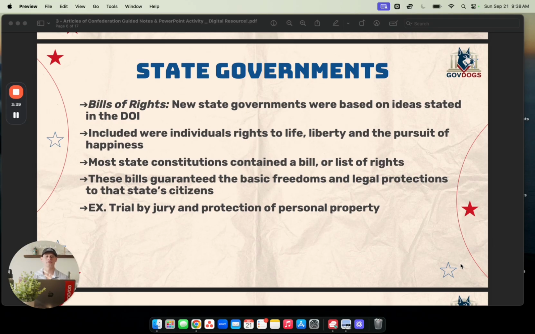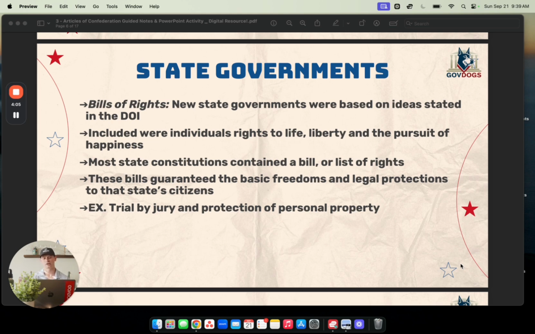Many new governments in terms of the state also had a Bill of Rights. Included were individuals' rights to life, liberty, and the pursuit of happiness. So this is one of the Enlightenment ideas that John Locke focuses on. Most state constitutions obviously contain a Bill of Rights, and the purpose of any Bill of Rights, or in Florida's case, we have a Declaration of Rights, is just to guarantee basic freedoms and protections for that state's citizenry. All right? So just to make sure that those citizens have their basic rights protected.